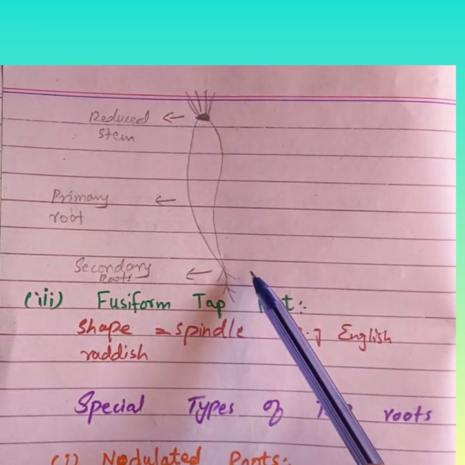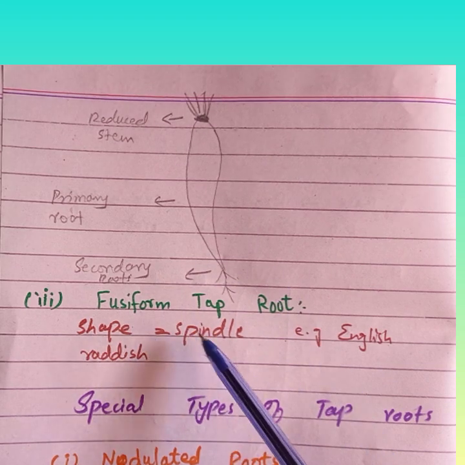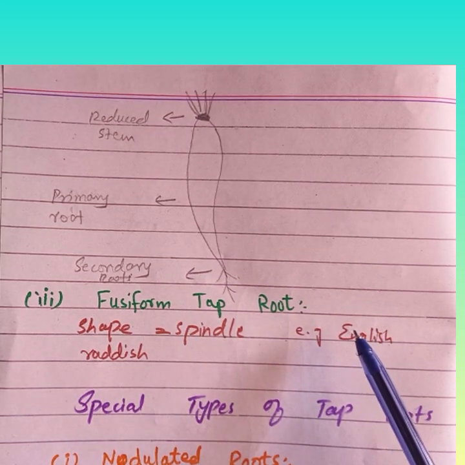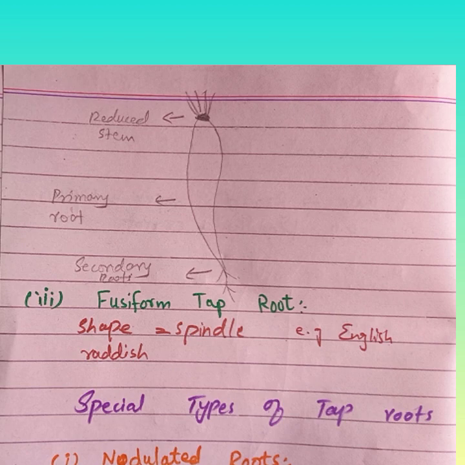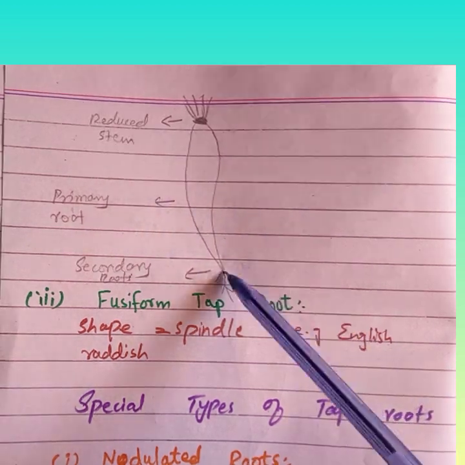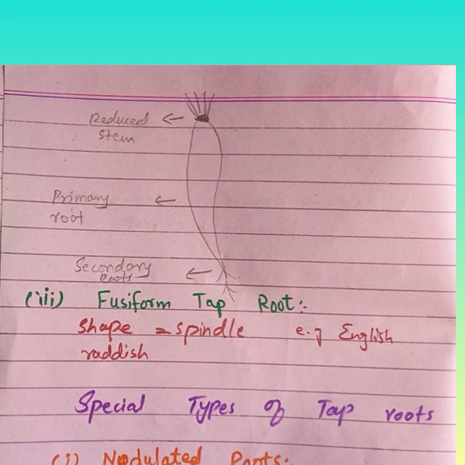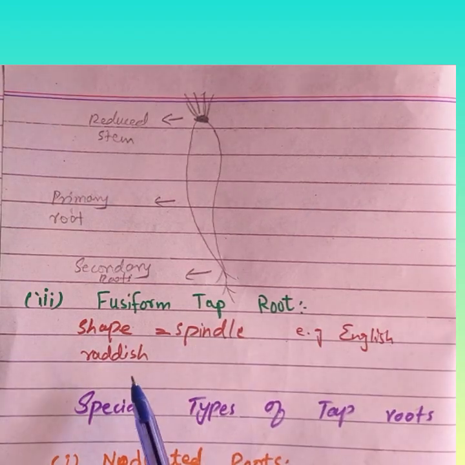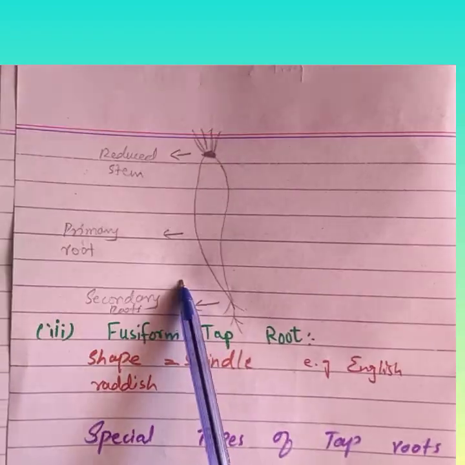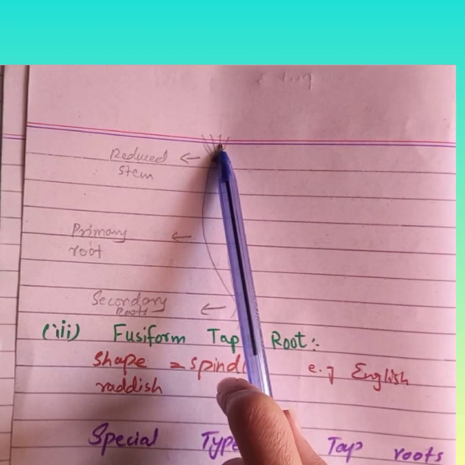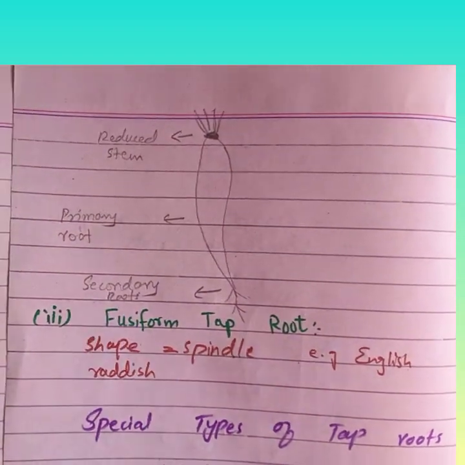Here the taproot assumes the shape of a spindle, swollen in the middle and tapering towards the ends. In the middle it will get swollen and the ends will be tapered. So an example of this kind of root is what? Example is English radish. You may see here, this is the reduced stem, these are the leaves, this is the primary root, and these are the secondary roots.